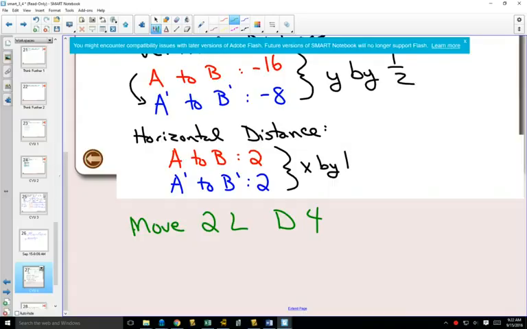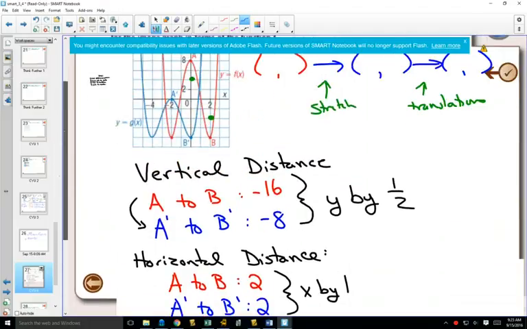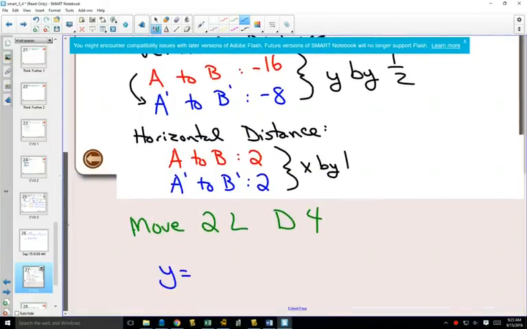That was step 3, and finally now we can write our equation of our blue graph. Y equals, what was the function in terms of f? Okay. We have y by a half, and that will be outside our function. Inside our function, there is no horizontal stretch or compression, but we do move 2 to the left, so that would show up as x plus 2, and then after we move down 4.